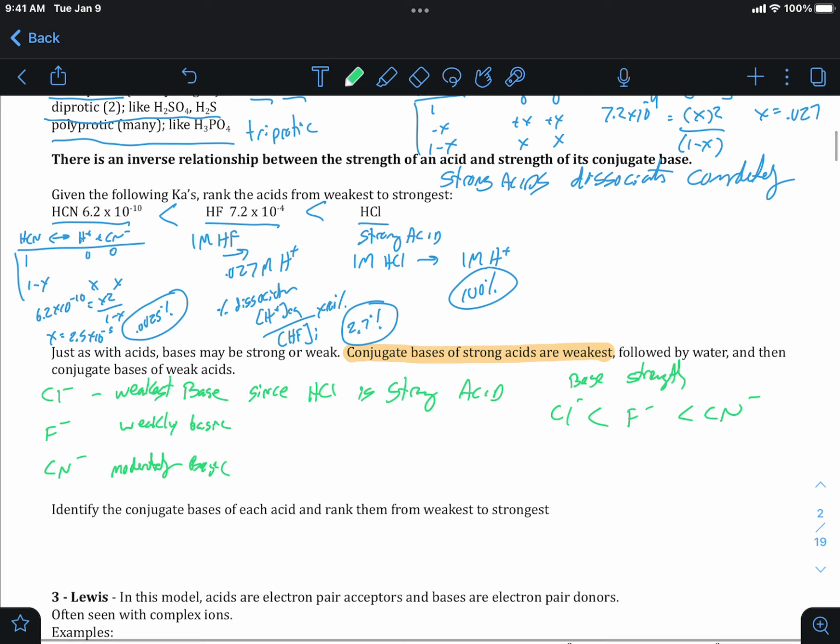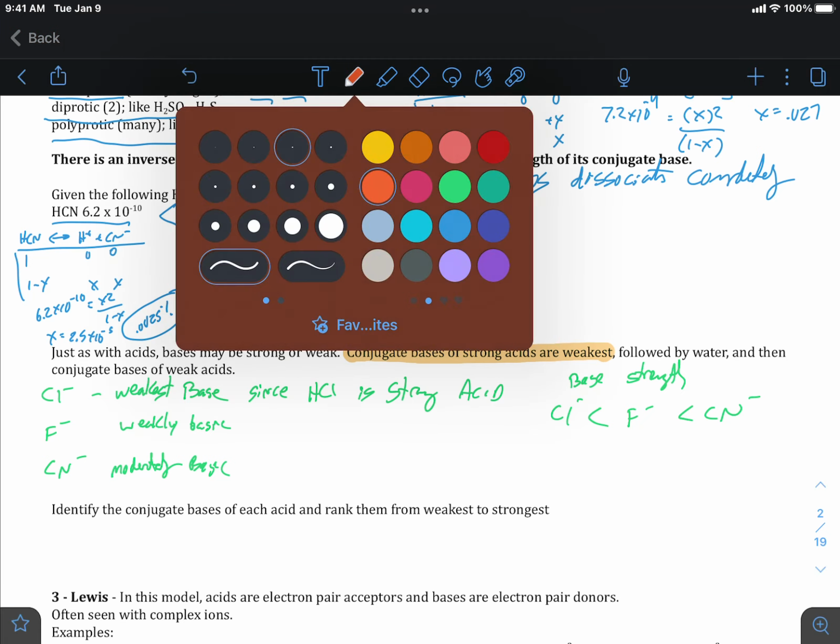All right? Because we were able to rank the acids, right? We said that HCl was the strongest acid, therefore its conjugate would be the weakest base. F minus, or HF here, was the middle acid, right? And HCN was the weakest acid. Well, the conjugate of the weakest acid is going to be the best as a base, the strongest base. And you know what? Actually, I can just show you now to prove it, just because why not?